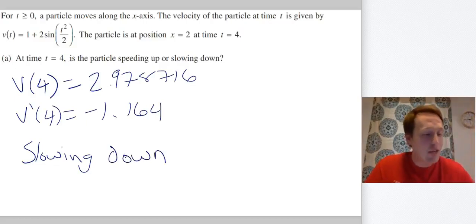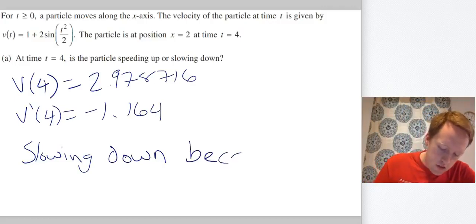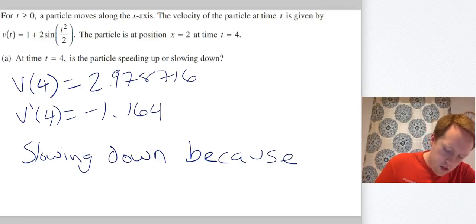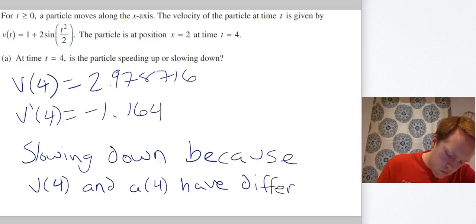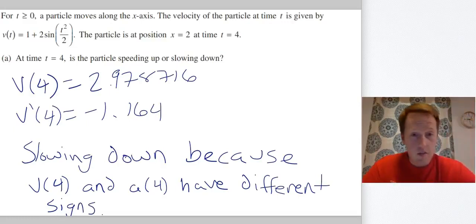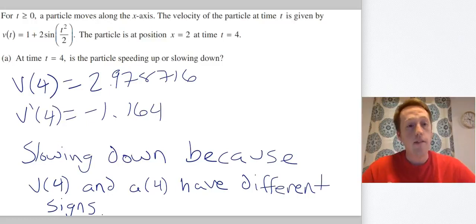It does not say explain why, but you need to explain why anyway. You can't just pick one. It's 50-50. They're not going to give you credit for picking a 50-50 answer. Slowing down because v of 4 and a of 4 have different signs. I've said this before in class. It does not say explain it, but it's a 50-50 shot. They're not going to give you credit for just randomly guessing. Okay, so there's that one.